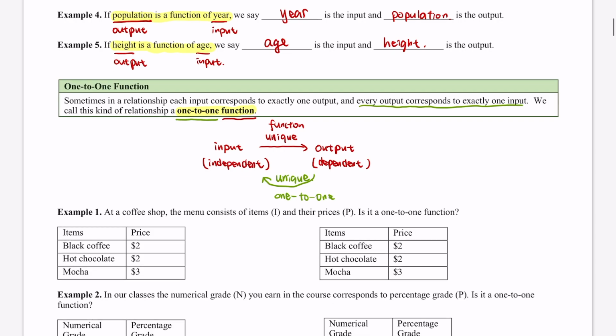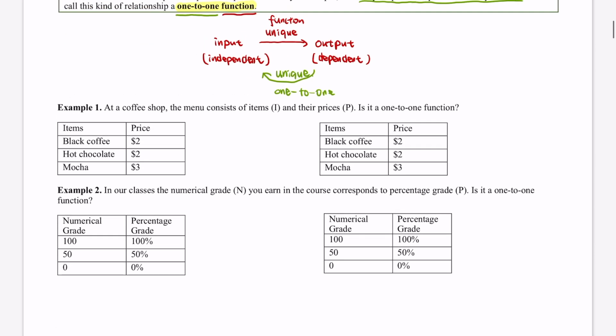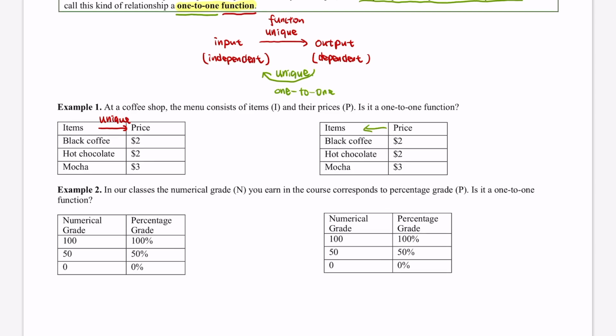Then we can go back to examples 1 and 2, which we did on page 1. You can go back to page 1 again. The first direction is unique, but when we go backward, it's not unique. So what we can say is this relationship is only a function, but it's not one-to-one, because the opposite direction is not unique.